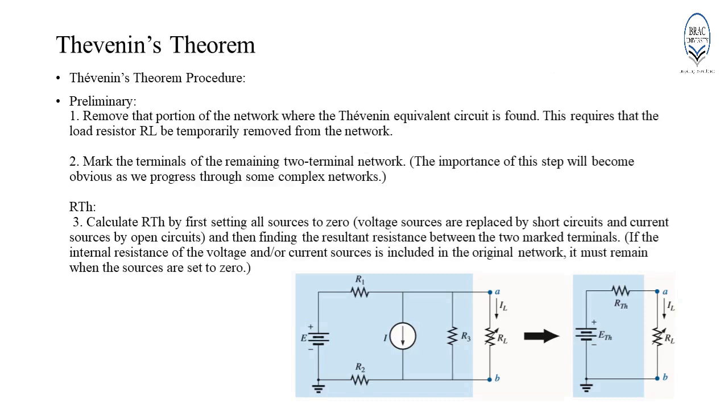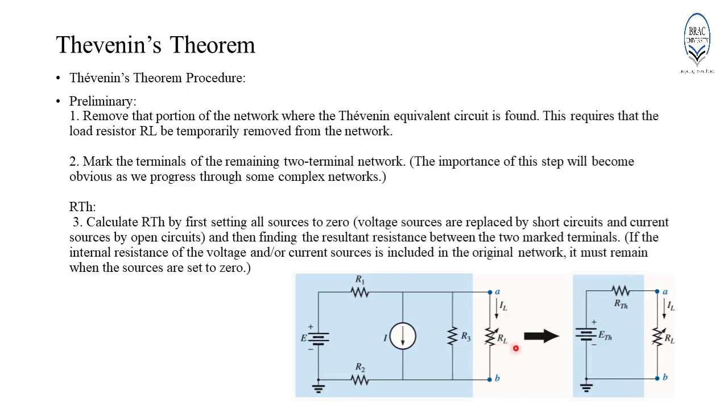The steps which need to be followed in order to apply Thevenin's theorem are as follows. Consider this network to be the complex structure, and our aim is to reduce it into its simpler form. The first step is to identify the load resistance and remove it from this complex structure. The next step is to mark the terminals where we will be applying Thevenin's theorem.